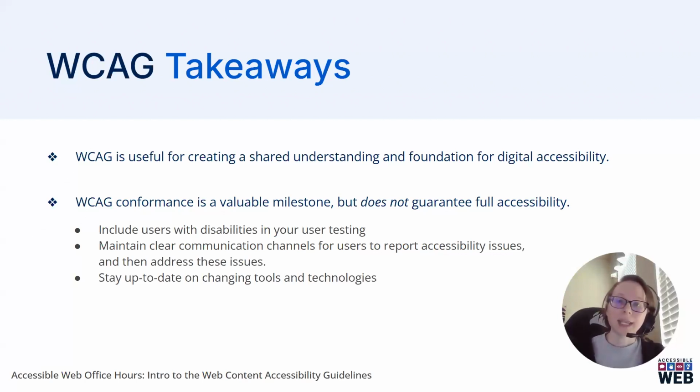You should also maintain clear communication channels for your users to report accessibility issues and then address those issues. The best strategy is to plan your process ahead of time for when, not if, an accessibility issue is identified. And finally, stay up to date on changing tools and technologies and how they may affect your organization's digital accessibility.